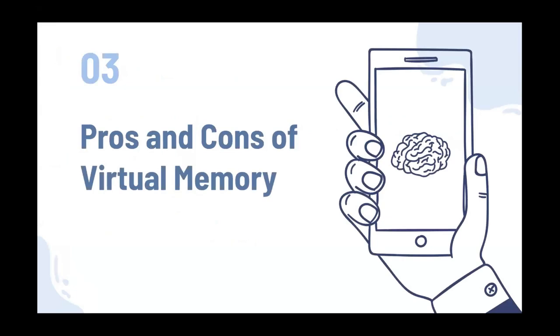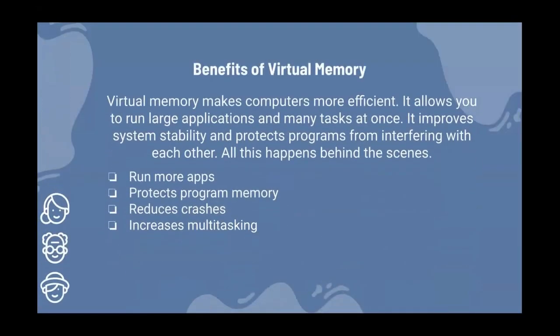So we're moving on to pros and cons of virtual memory. So the benefits of virtual memory. Virtual memory makes the computer more efficient. It allows you to run large applications and many tasks at once. It improves system stability and protects programs from interfering with each other. All this happens behind the scenes. So you're able to run more apps. It protects program memory, reduces crashes, and increases multitasking.